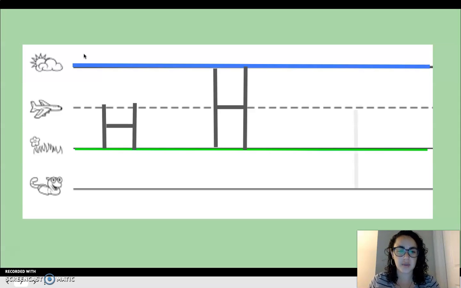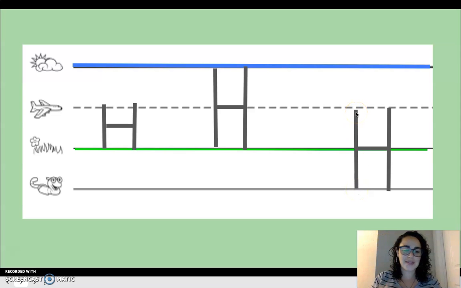Okay, last one. How's this one? No, uppercase letters never touch the worm line. Starts too low and goes down too low. We've got to keep practicing on that one.